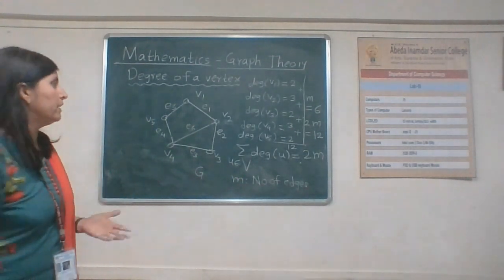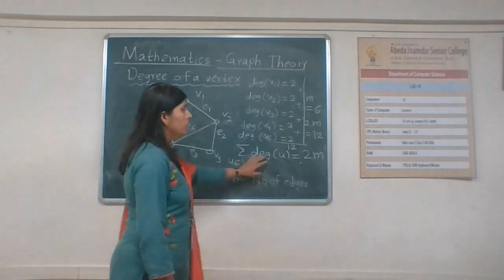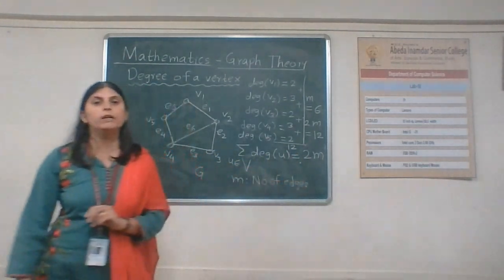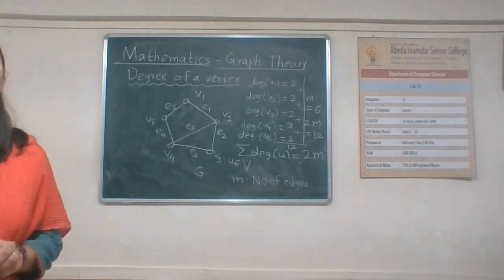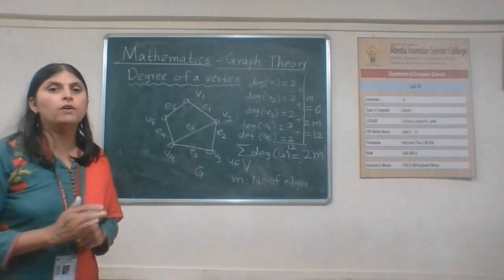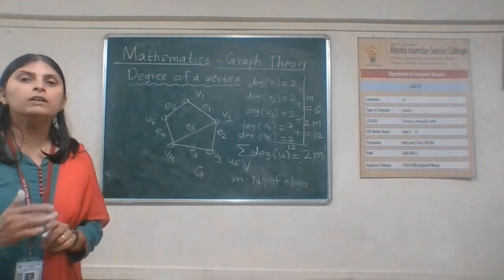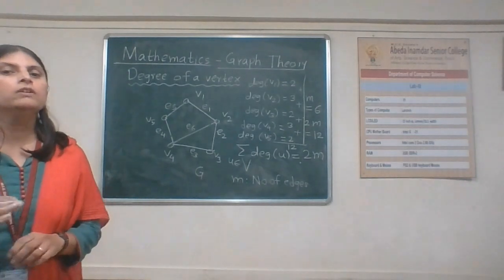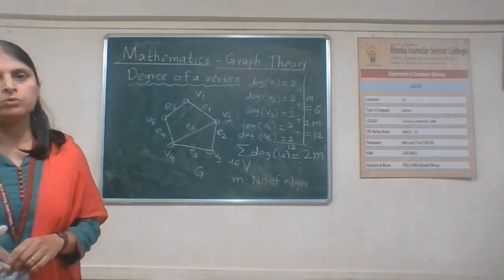Thus, for any undirected graph, the total degree of the graph is always equal to 2 multiplied by the number of edges in the graph. So the handshaking lemma is true for any undirected graph, whether it is simple or non-simple.